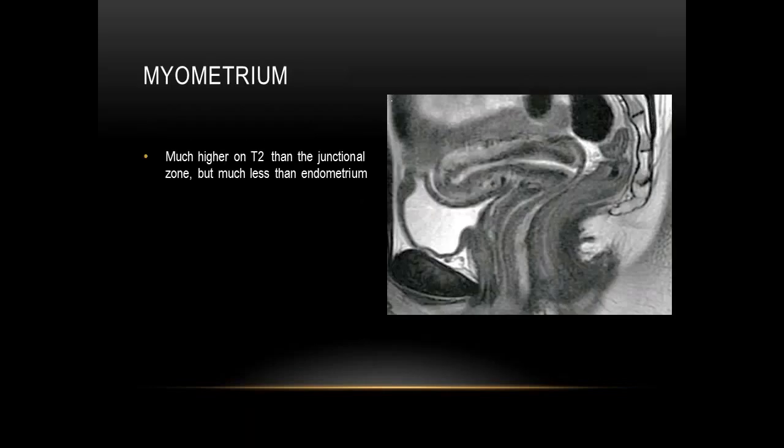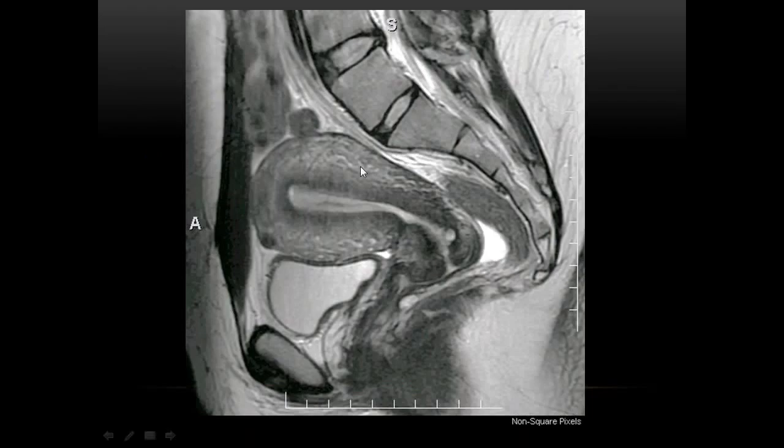The myometrium is much higher on T2 than the junctional zone, but much less than the endometrium. The myometrium can vary dependent on the hormonal cycle, the age, and other exogenous use of birth control, etc. It can vary, but it is brighter than the junctional zone and less bright than the endometrium. Another example of the myometrium.